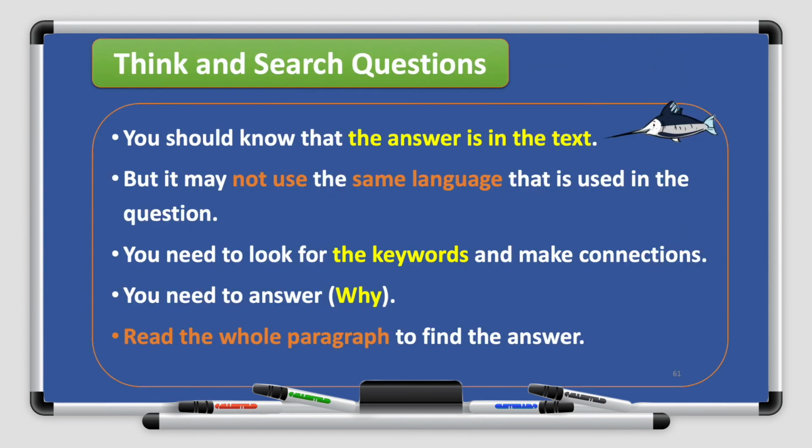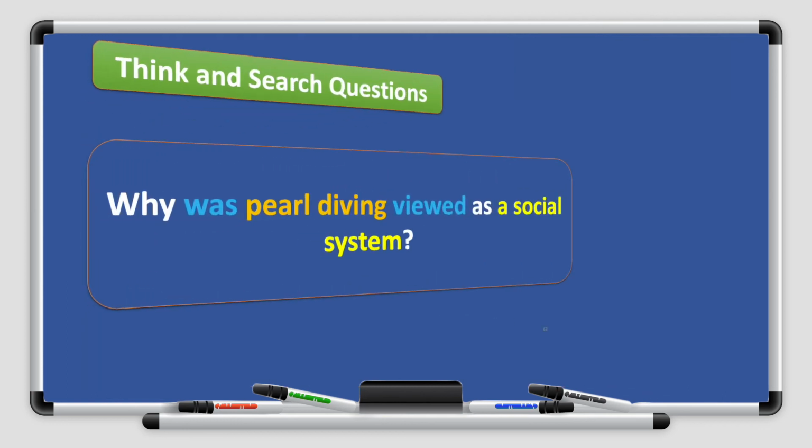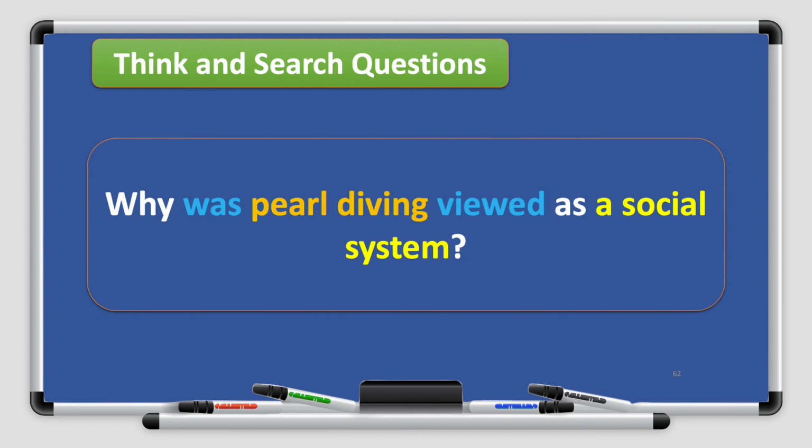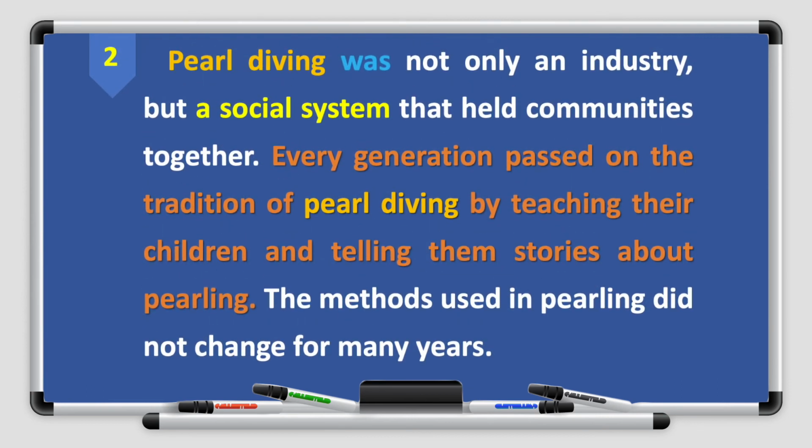You should know that the answer is in the text, but it may not use the same language that is used in the question. You need to look for the keywords and make connections. You need to answer why. Read the whole paragraph to find the answer. Why was pearl diving viewed as a social system? So, pearl diving was not only an industry but a social system that held communities together. Every generation passed on the tradition of pearl diving by teaching their children and telling them stories about pearling.